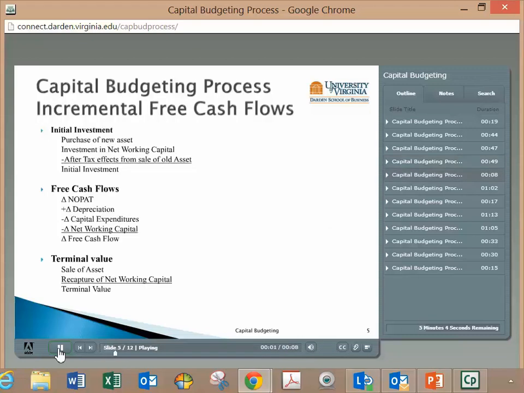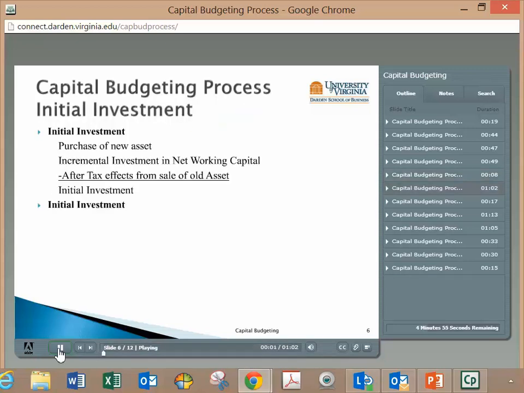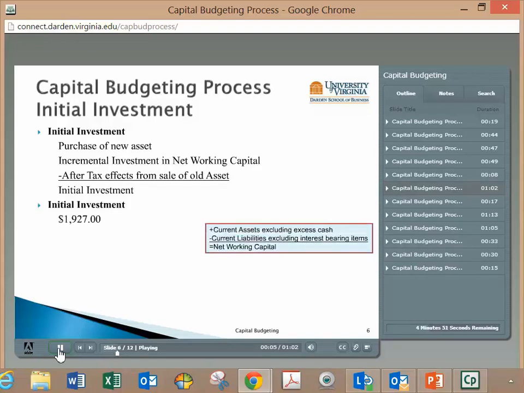We start with the initial investment. The first item is the cash outlay for the new investment. The second item is the investment in net working capital. Net working capital is defined as current assets excluding excess cash minus current liabilities excluding interest-bearing items. Note that we often express current assets and current liabilities as percentages of sales. Hence, it's easy to see how the difference between the two, net working capital, can be also expressed as a percentage of sale. Here, net working capital is estimated to be 8% of sales.